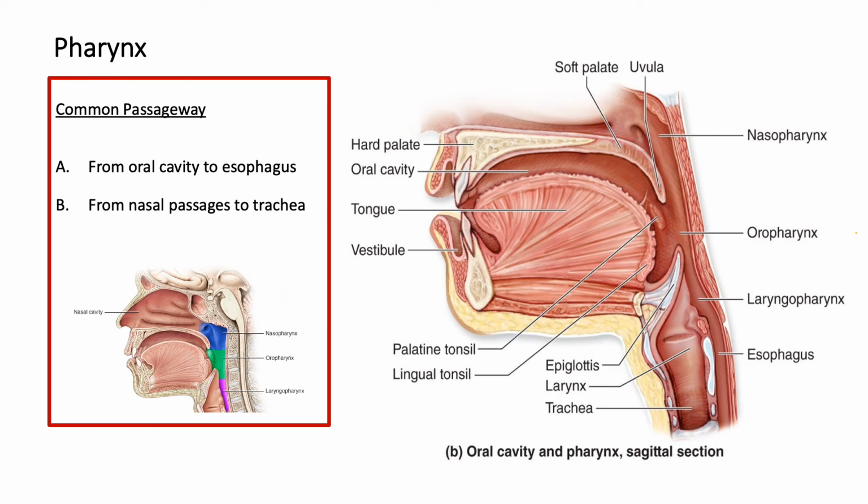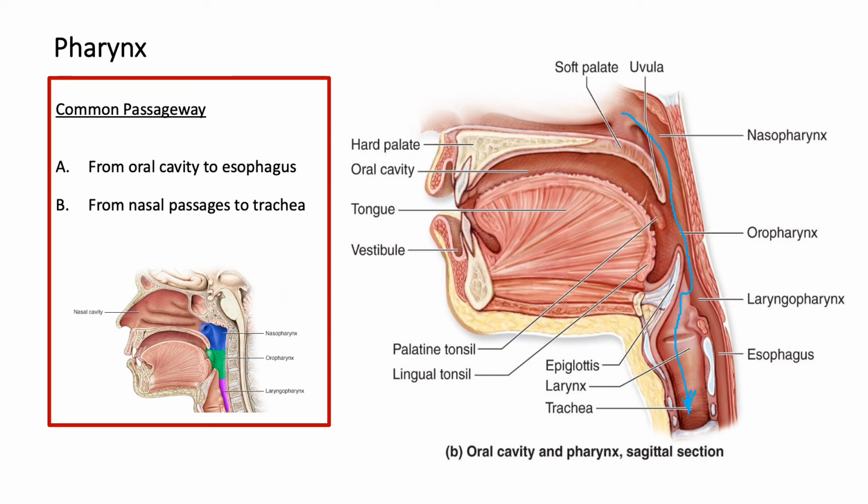The next section of the pharynx is the oropharynx, and this lies directly posterior to the oral cavity, hence oral. And the most inferior section of the pharynx is the laryngopharynx, and this lies directly posterior to the larynx. The pharynx serves as a common passageway for both air and food. We'll see that all 3 sections of the pharynx serve as a common passageway for air as we move through those sections into the trachea.